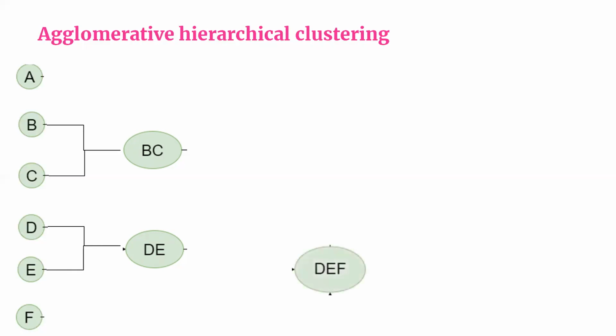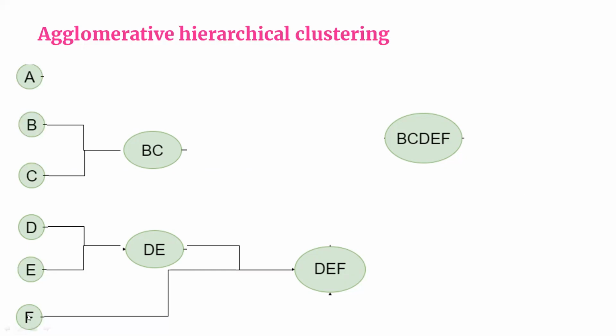Later on we will form three-object clustering. Here I merge the two-object cluster DE along with the single object F to form DEF, which is a three-object cluster. Later on, based on the requirement or the analysis of our data, we will form four-object or five-object clustering, until all the elements in our data set are formed together. So here BCDEF forms a single cluster, and I grouped it.